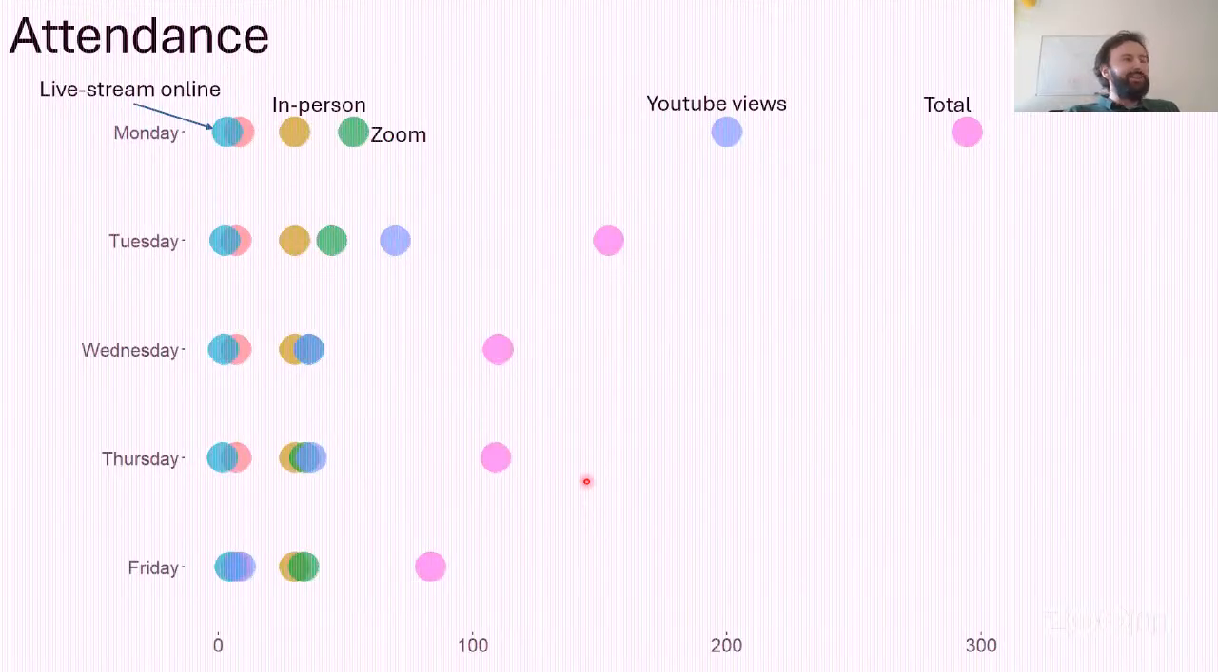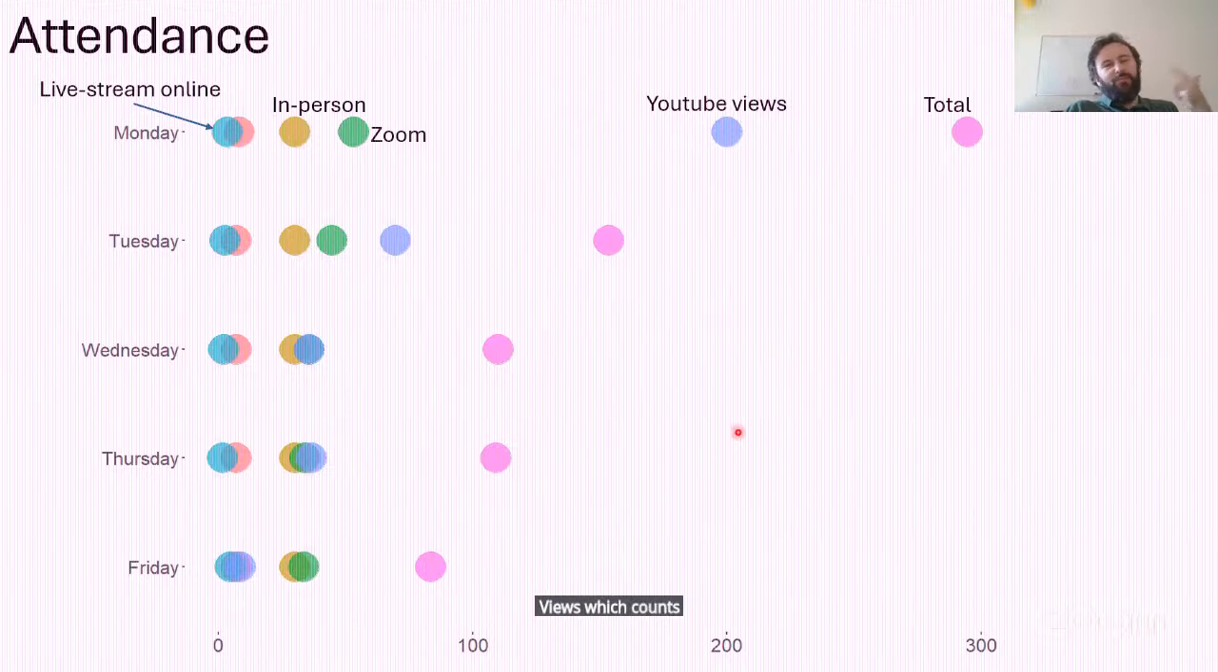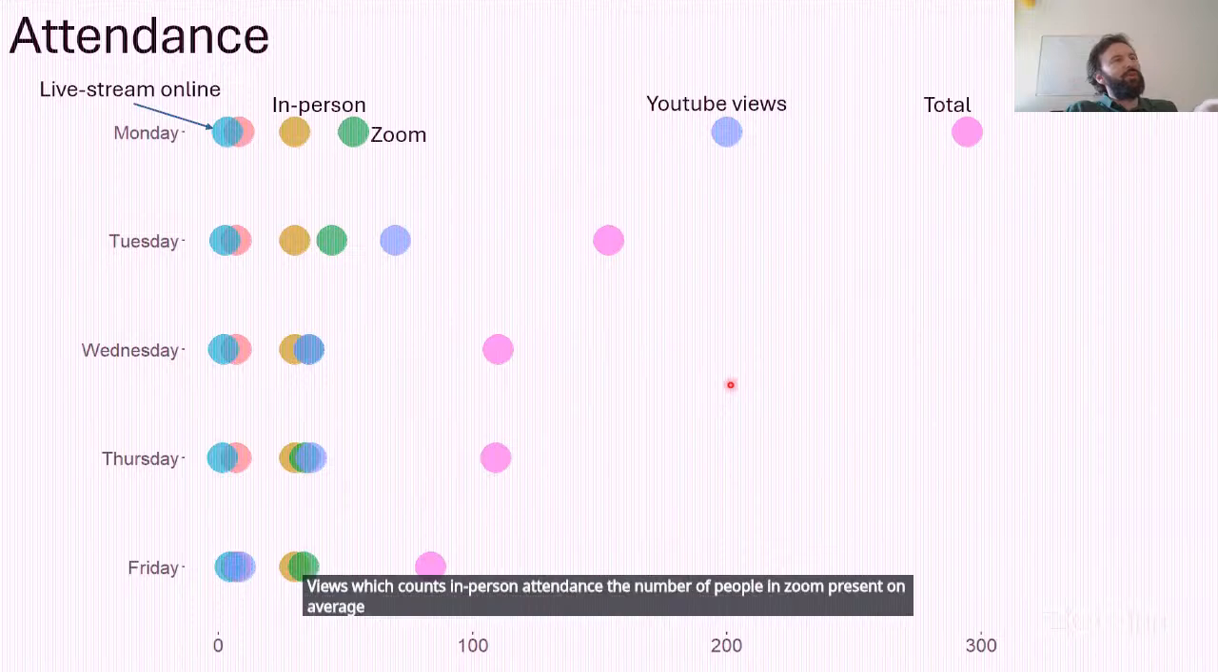And finally, this is one of the last slides, I think. So what was the attendance of the school really? The pink circles are basically the total number of views, which counts in-person attendance and the number of people on Zoom, present on average across most of the talks.